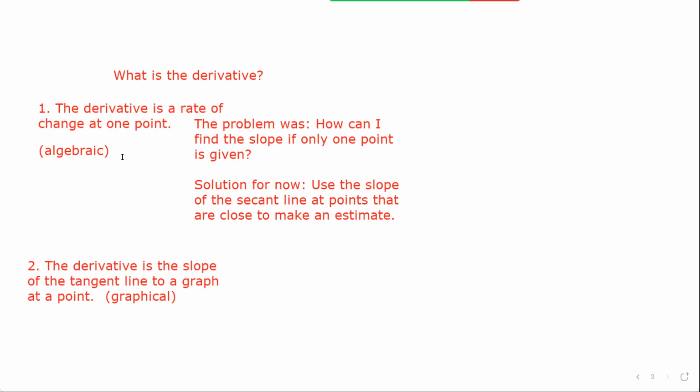So if your interpretation is algebraic, it's the rate of change at a point. If it's graphical, it's the tangent line. Now there are other things that happen, which is where you're starting to go with this: derivatives can tell you a bunch of stuff. And this is kind of where you're starting from.